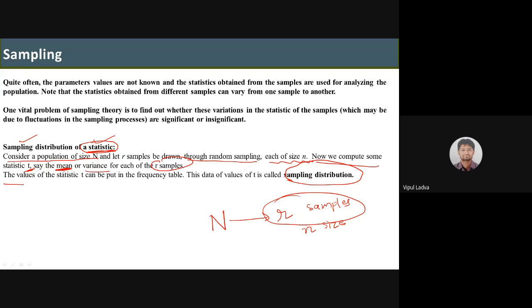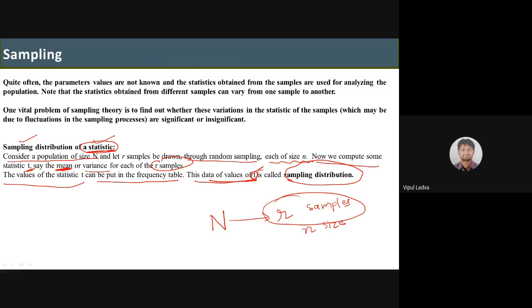The value of the statistic t can be put in the frequency table. उसको लेके एक frequency table बना सकते हैं, and this data of value t, where what is t? T is one of the statistics, हो सकता है वो mean है. This data of value related to mean is called sampling distribution of mean. If this t is mean, then we can say sampling distribution of mean. If this t is variance, then we can say the sampling distribution of variance related to that particular population.